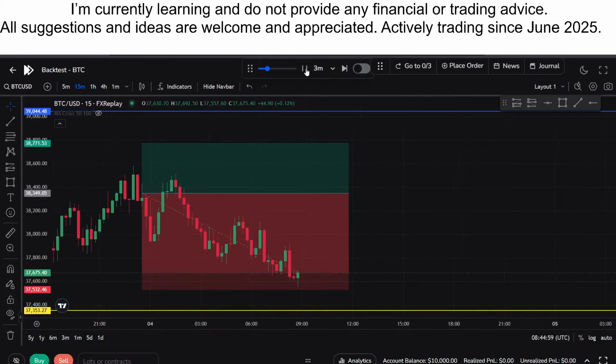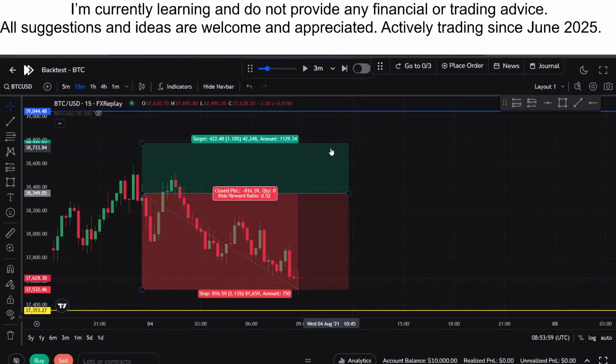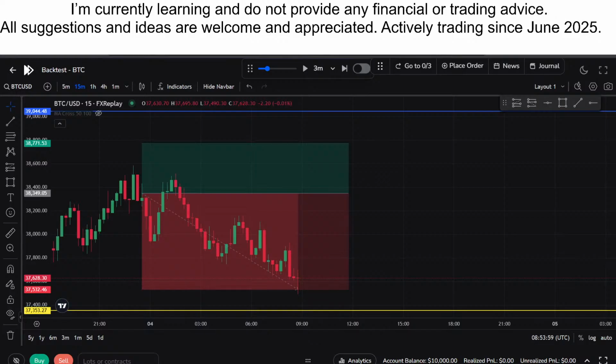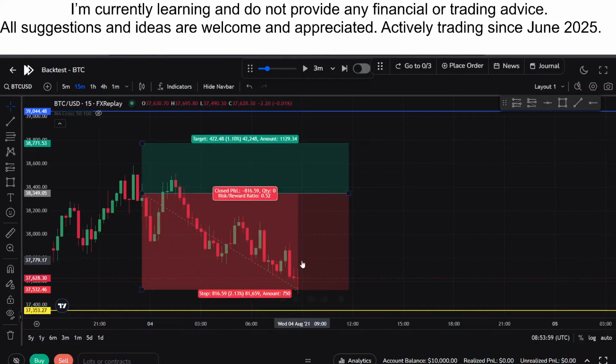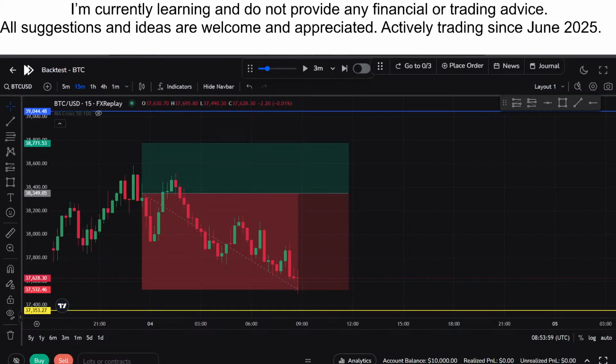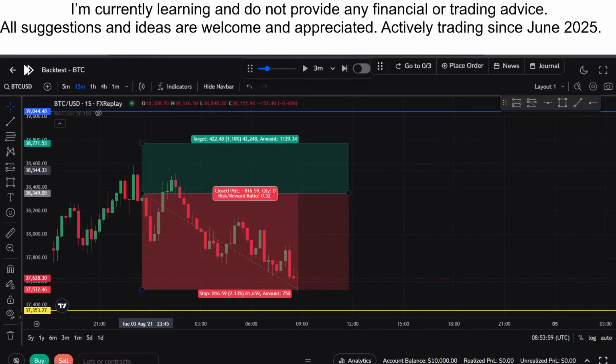It is a downtrend. Now my stop loss is hit, and it's minus 2.13%. Bad trade, minus 2.13. Just hit my stop loss.